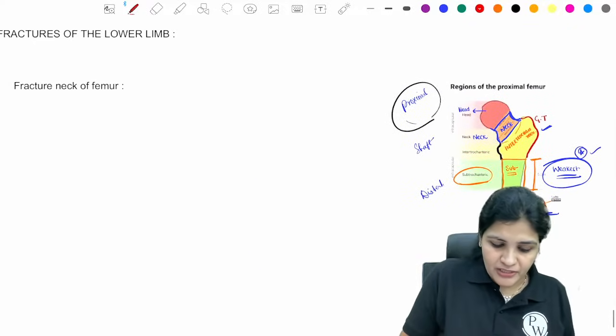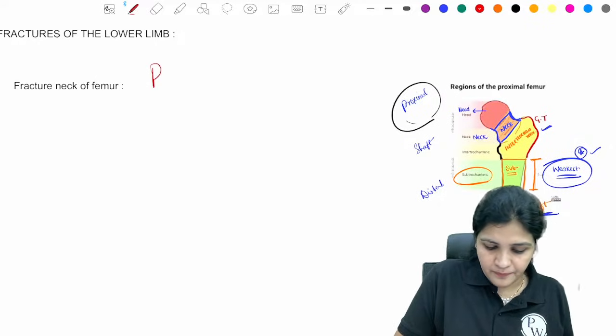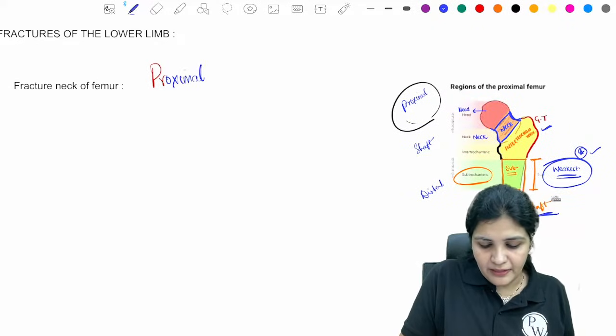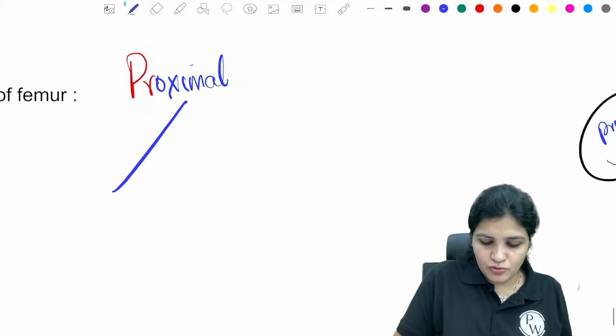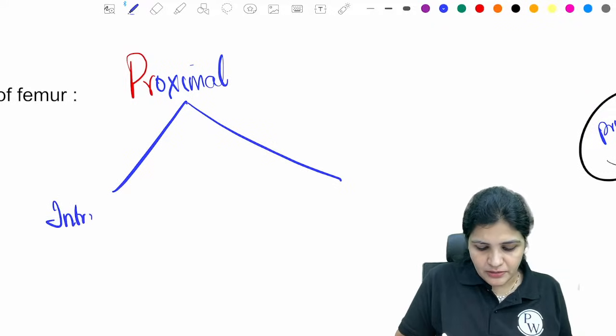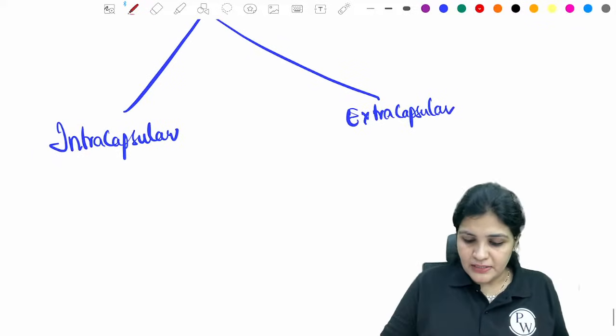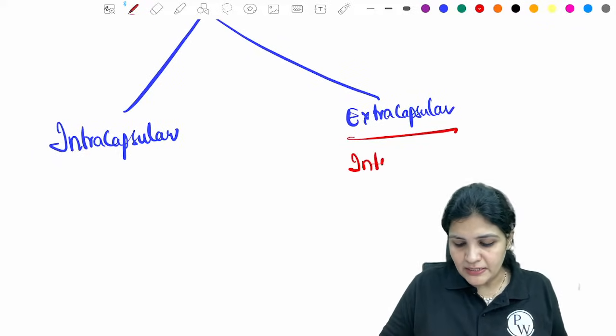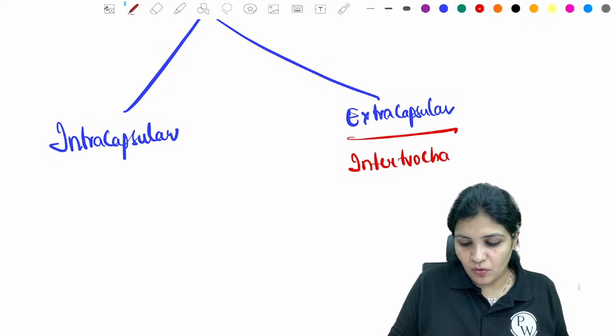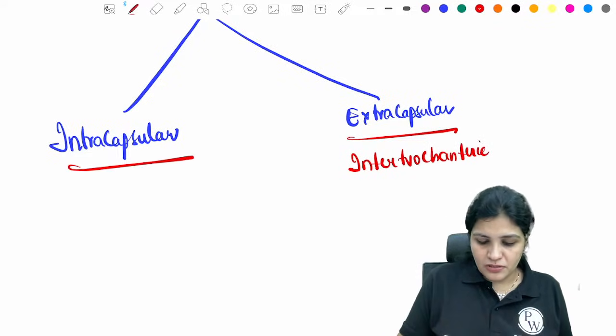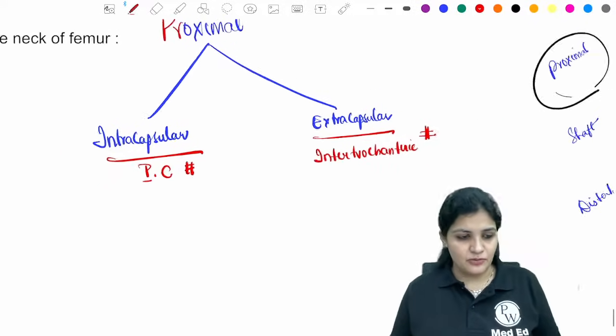So here your proximal fractures can be divided into two. One is your intracapsular fracture. The second one is your extracapsular fracture, and they have other names. This extracapsular is also called an intertrochanteric fracture or an IT fracture. So this is called an IC fracture, and this is called an IT, that is intertrochanteric fracture.